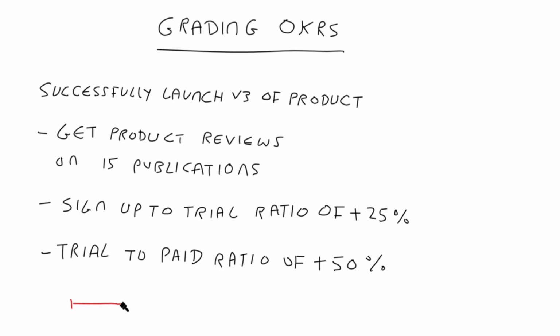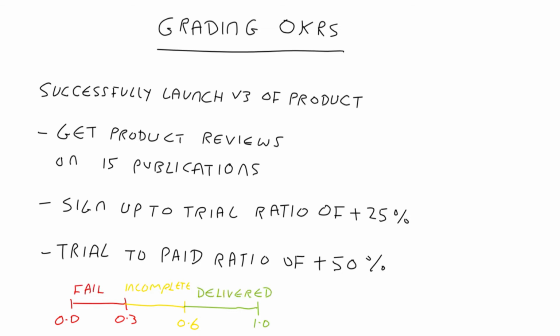0 to 0.3 is red, and that means that we failed to make any real progress. 0.4 to 0.6, which is a yellow, would mean that we made progress, but we fell short of completing our goal. And 0.7 to 1 is a green, which means that we delivered.